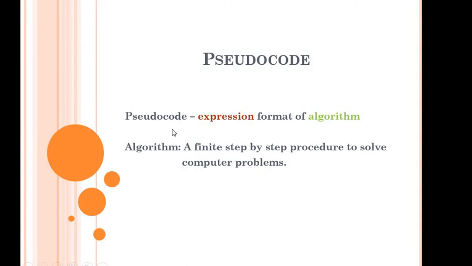Pseudocode. Pseudocode is nothing but the expression format of an algorithm. Expression means we are going to explain the algorithm to others in the form of pseudocode. Before moving to pseudocode, we have already seen about algorithms, but let us refresh what an algorithm is now. An algorithm is nothing but a finite, countable, step-by-step procedure to solve some computer problems.